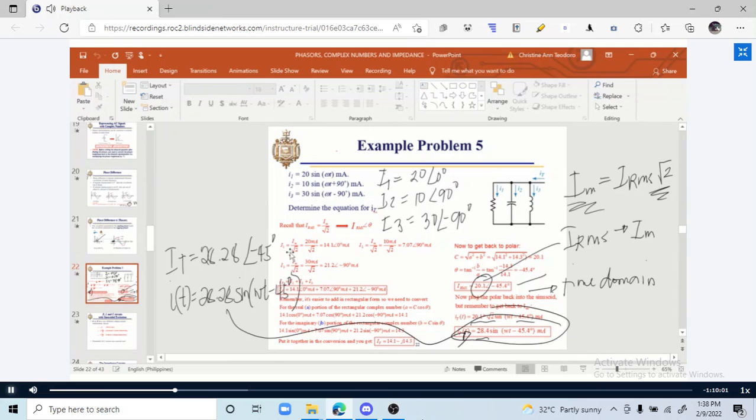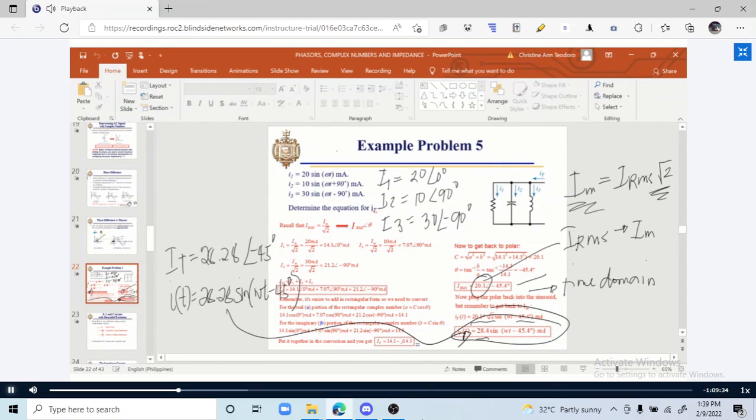Okay? So since we have 20 as our IM on I1, we can get IRMS1. Our IRMS1 is equal to 20 over square root of 2, and that is 14.1. And the angle in I1 is 0. Very good. So we now have I1 as 14.1 angle 0 degrees milliamps.